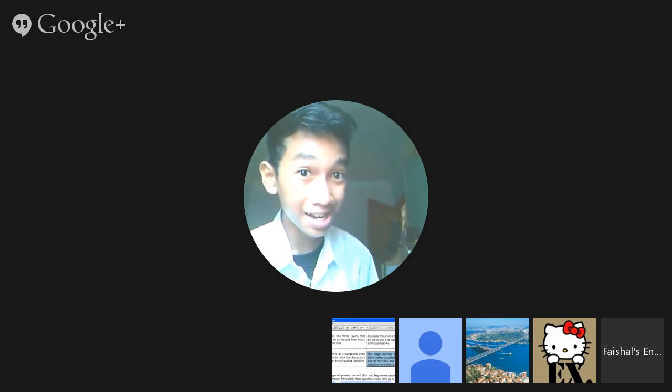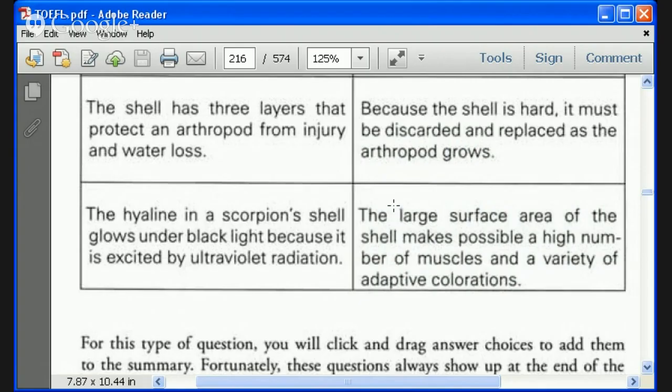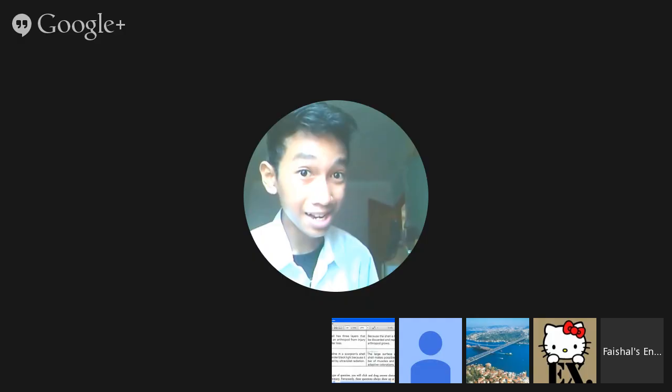Colorations, variety of activity, surface area, number shown is possible, height. Characteristics, but characteristics. I'm not so sure. But muscles and variety, height, number of muscles, and variety of productive coloration. Perhaps this is true.